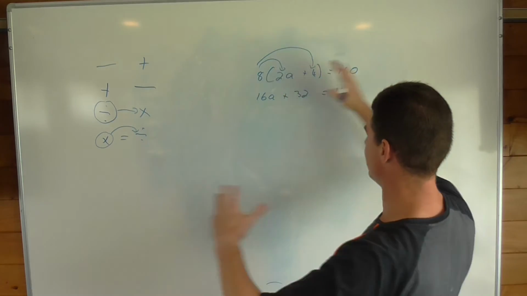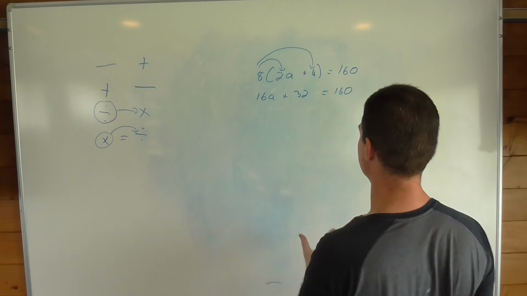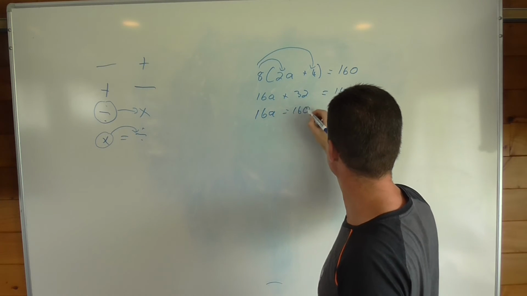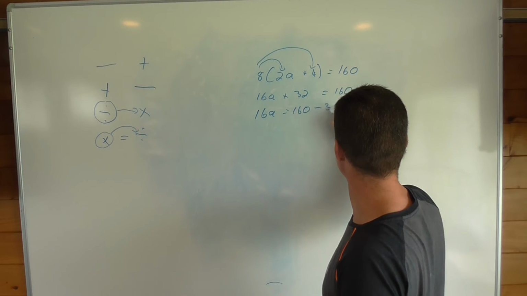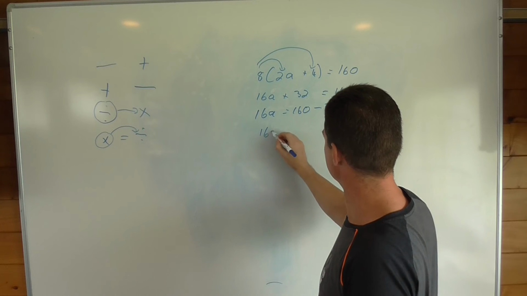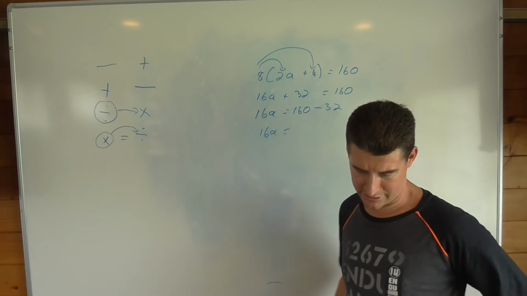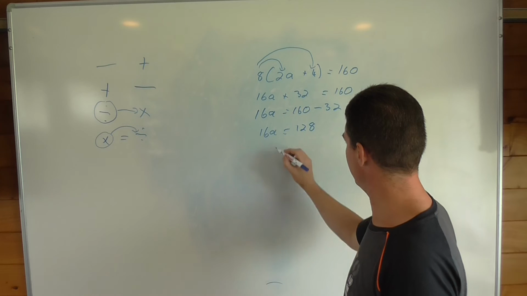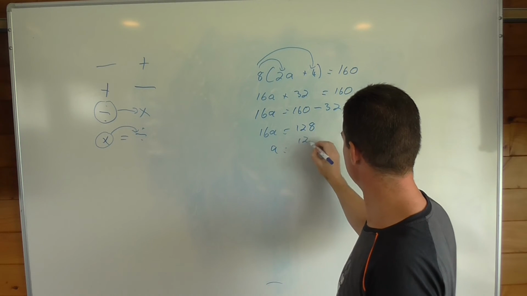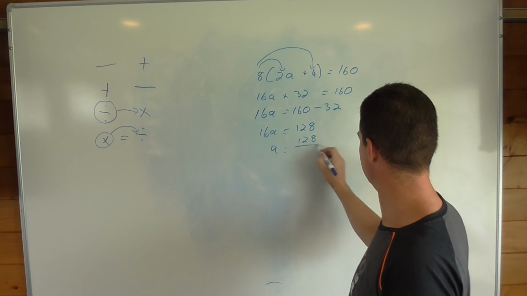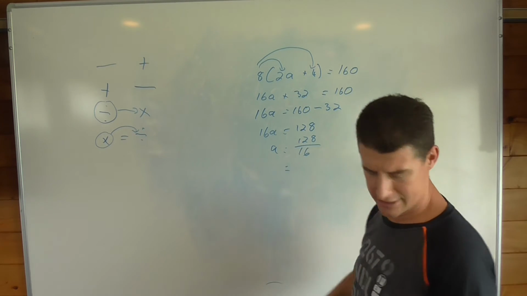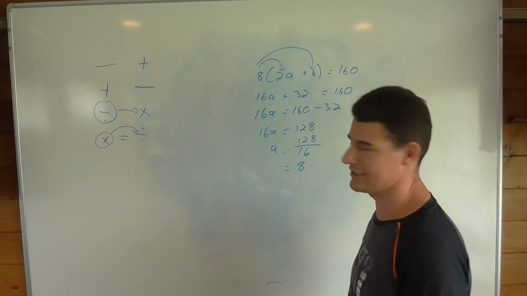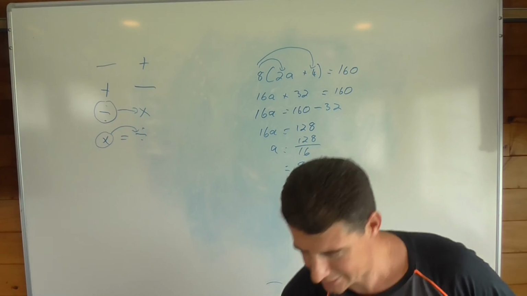And now when we got rid of the bracket, we can just simply continue. So 16a equals 160, the plus becomes a minus. So 16a equals 128. So the a becomes, so it's 128 because it's multiplied on that side, we divide it on that side. It's 128 divided by 16, and that gives you 8. Okay.